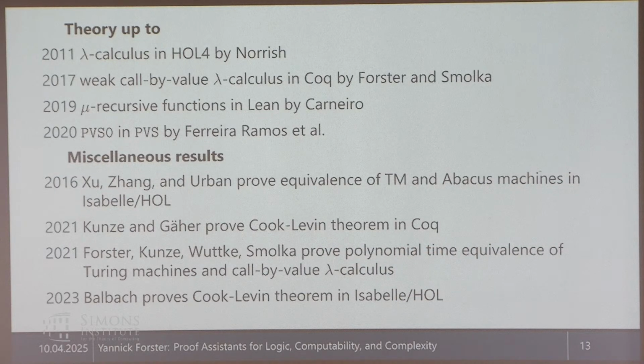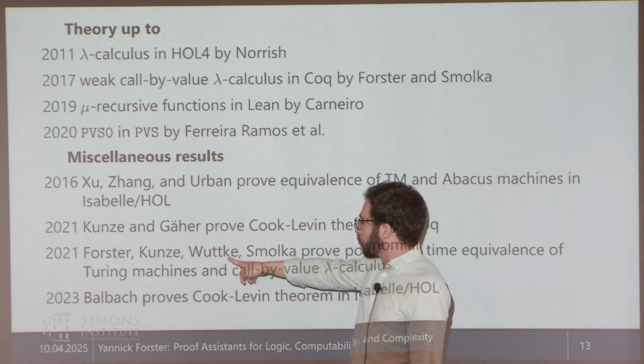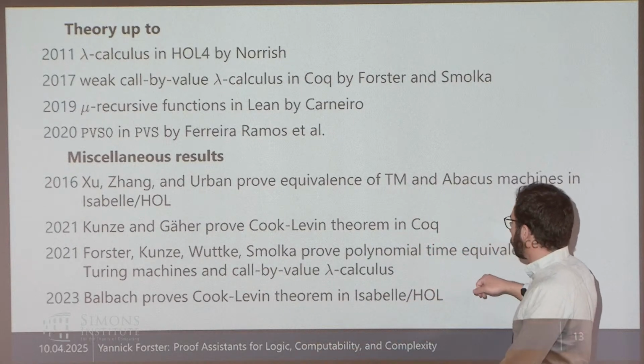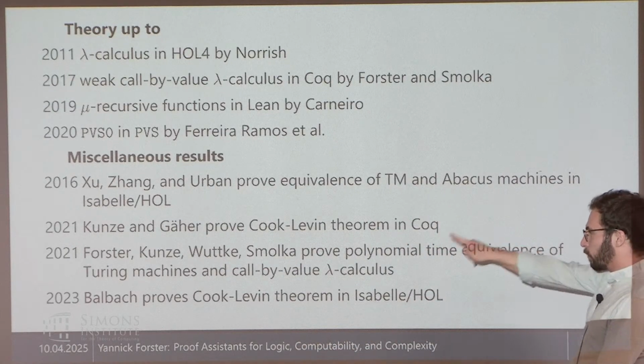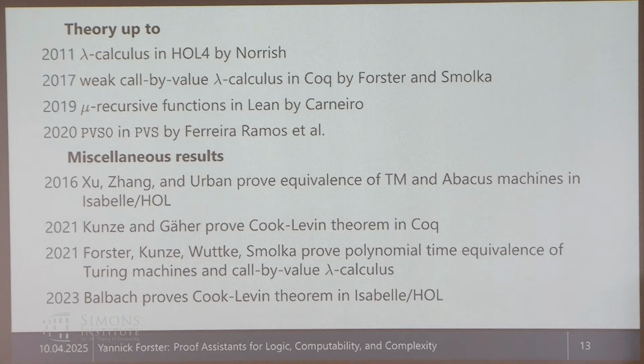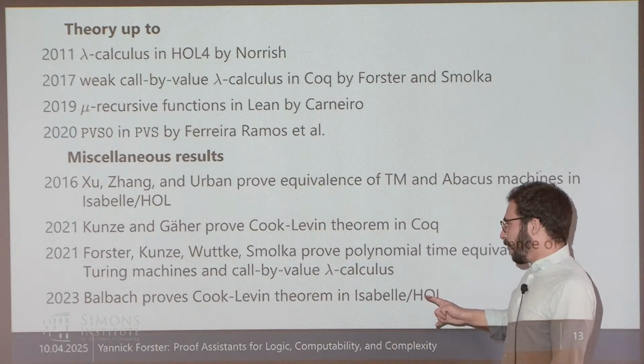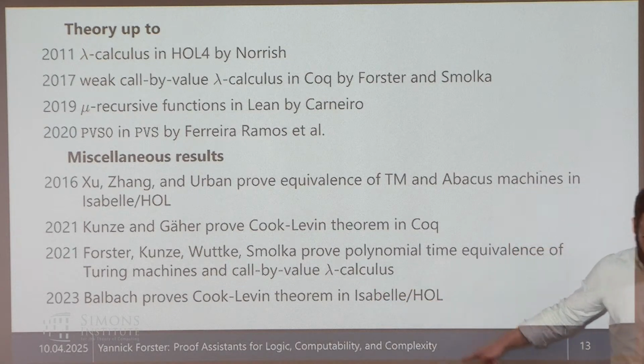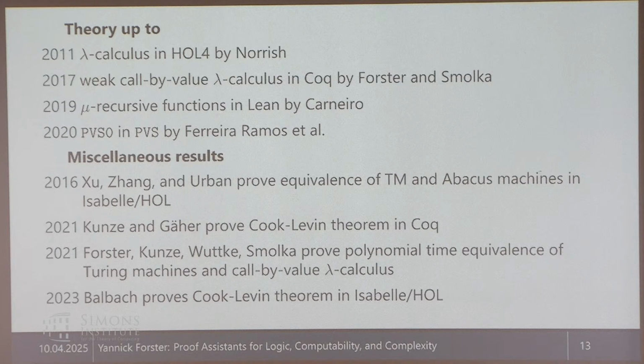Working super hard using proof automation that I will mention later, but working super hard to get these things done, you need to encode Turing machines in circuits and verify them. That's very painful. We had this project with Maxi Wuttke, who was the student who was super good in verifying Turing machines, where we proved the polynomial time equivalence of Turing machines and call-by-value lambda calculus. That's one of these other papers where I wrote a sentence like, please don't try again. This is super painful. In 2023, there was a proof by, I think, Florian Balbach, of the Cook-Levin theorem in Isabelle/HOL, not using any proof automation for computability, just working super hard to encode things.